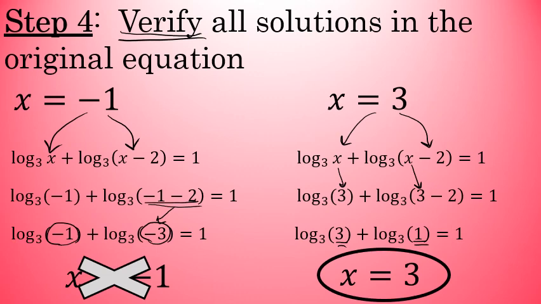So this logarithmic equation, log base 3 of x plus log base 3 of x minus 2 equals 1, looked like it might have two solutions. X equals negative 1 is not a solution. X equals 3 is the only solution to this equation.